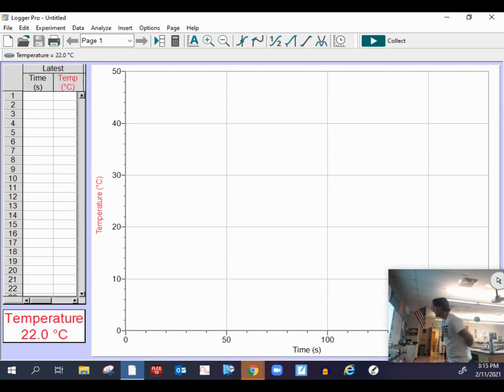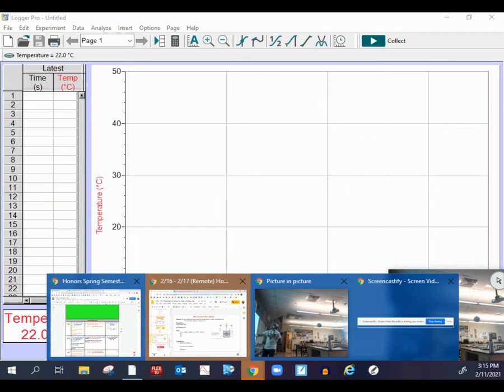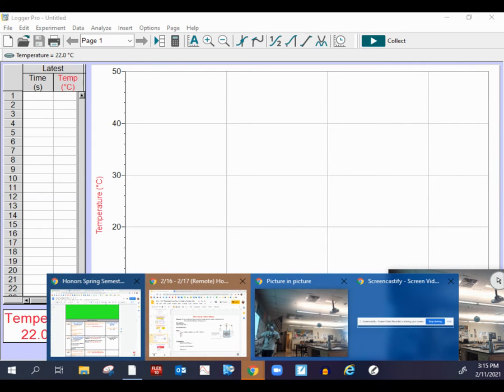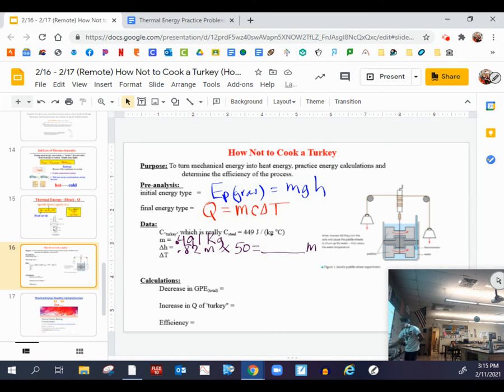All right, so I'm going to go back to my board. I'm going to put on 22 degrees Celsius. Let's add that on there for you guys. Okay, so the starting temperature, temperature initial, equals 22 degrees Celsius.